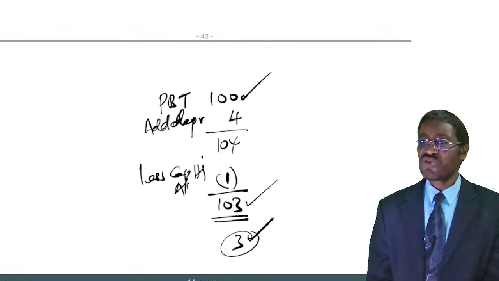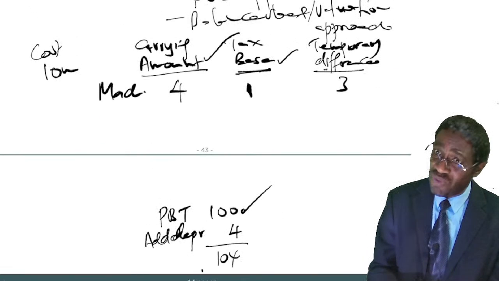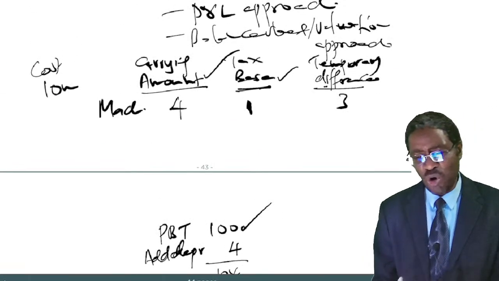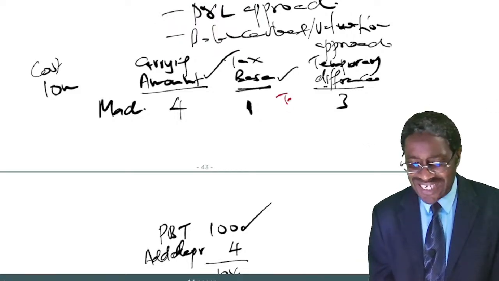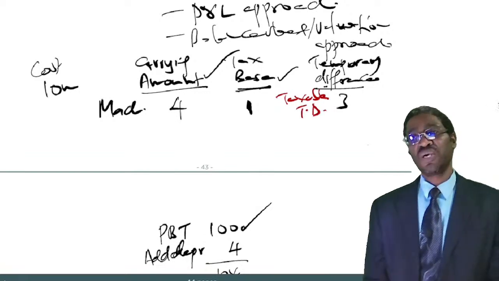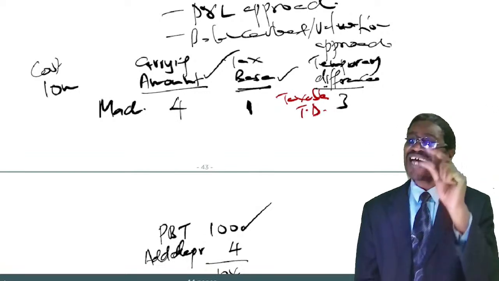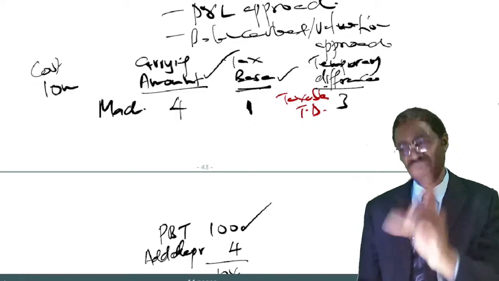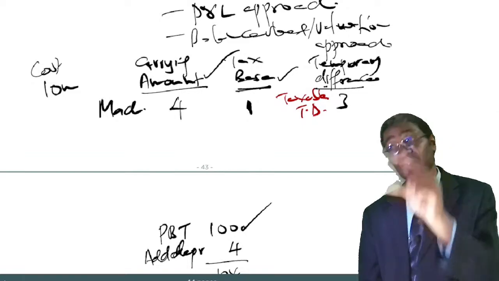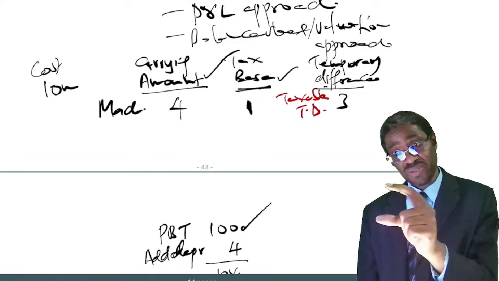So we refer to that kind of temporary difference as a taxable temporary difference. We normally refer to it as taxable. You will be required in the future to pay tax on that extra 3 million. Listen to me now.